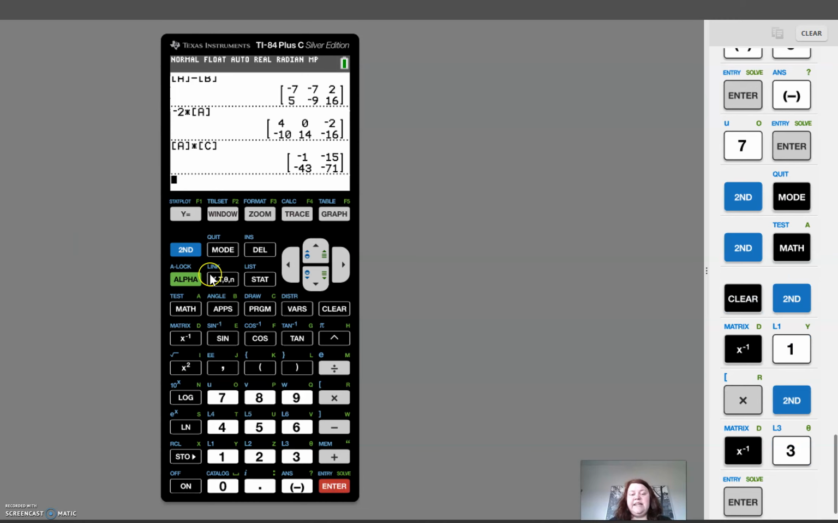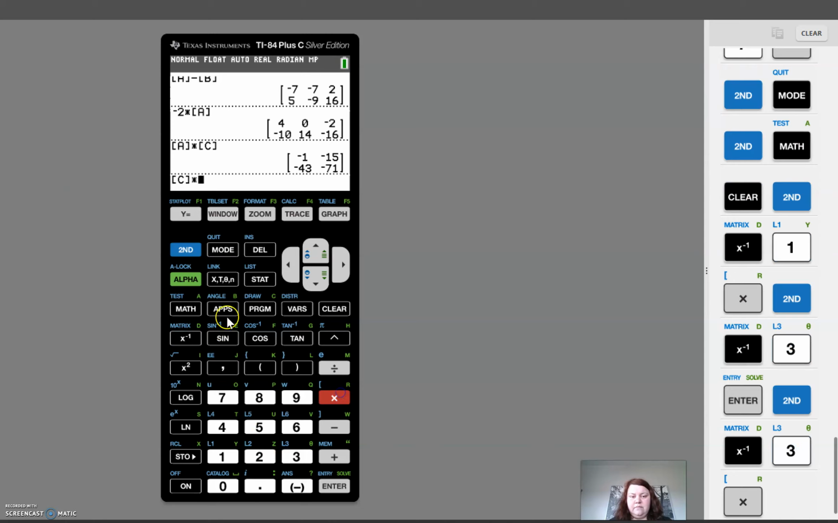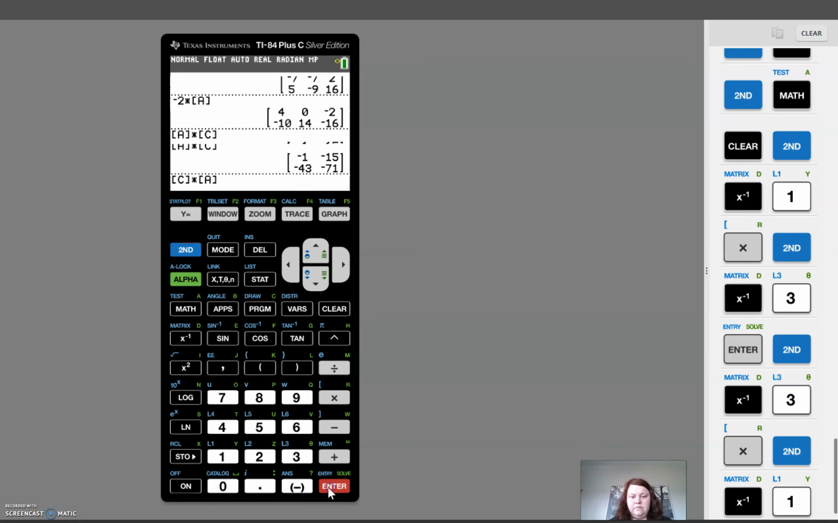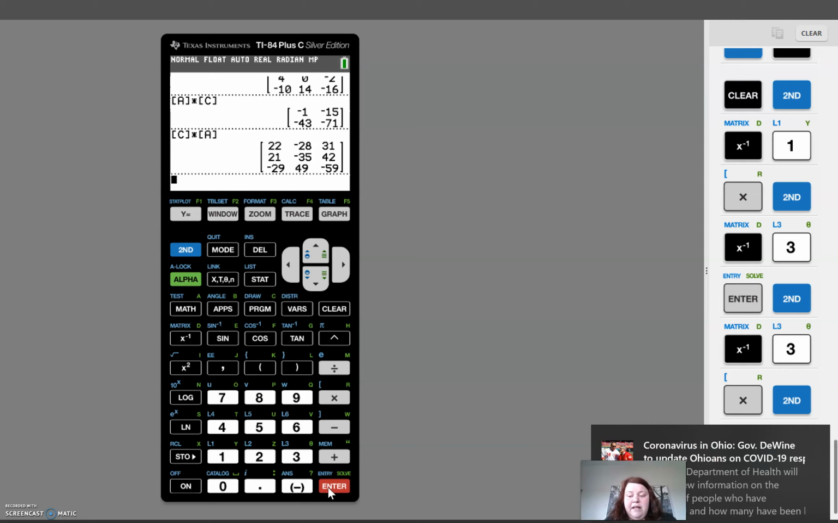Now if we were to change the order and do C times A, let's see if we get the same answer. Okay, and as you can see, we do not get the same answer. This time we have a 3 by 3. So if you think about it, A was a 2 by 3, and C is a 3 by 2. Your answer ends up being the first number of the first matrix and the last number of the last matrix, so 2 by 2. Whereas when we flip it and do C times A, now the 3's are on the outside, so it becomes a 3 by 3.